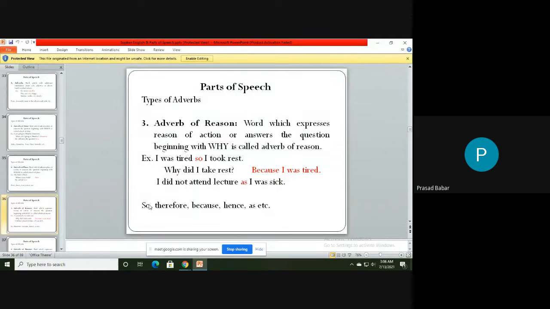The next type which we are going to discuss is the third type. Before moving towards the next type, I will come within a few seconds.